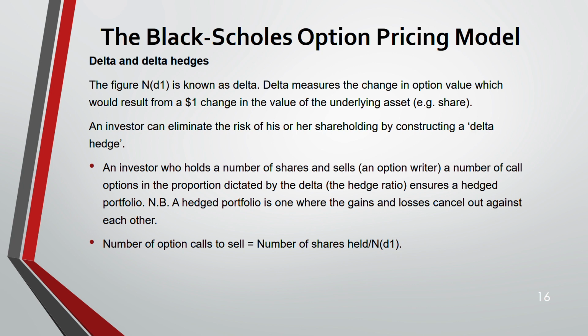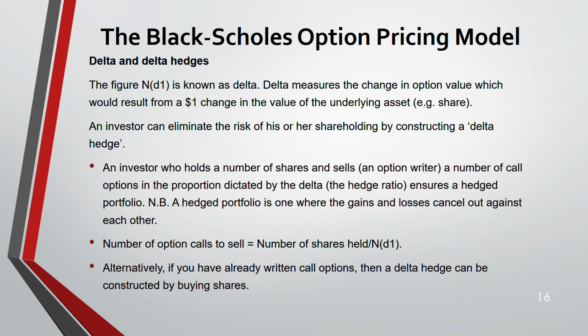But in reality it's not so. It's not always that a 1% change in share price will lead to a 1% change in the option. No, it's not like that. That's why we have this change known as delta, how much the change is, and it is measured by N(d1). So we divide the number of shares held by N(d1). Number of shares held divided by N(d1) gives you the number of option calls to sell. How many option calls you have to sell to hedge.